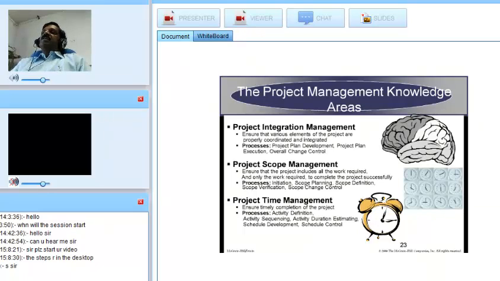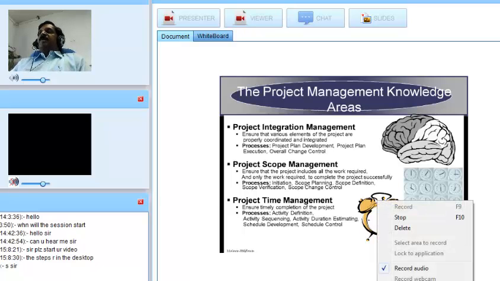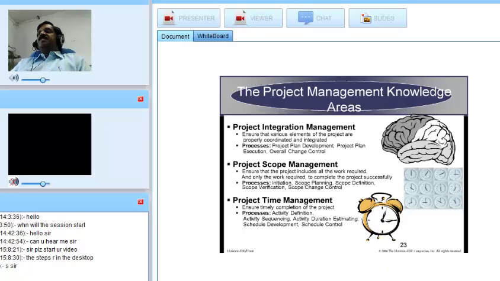As a part of integration, for example, a project consists of a lot of sub-modules. You may need to test all the sub-modules to make sure that the project as an integrated product works properly. So integration management is about integrating the sub-components of the project. Then the scope: project scope management is about managing the scope of the project.